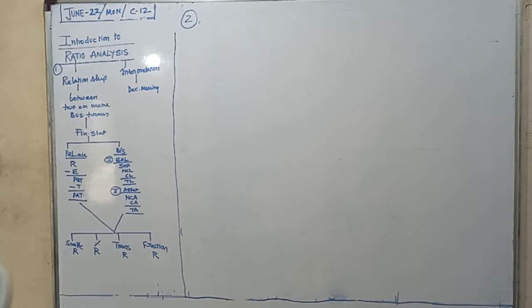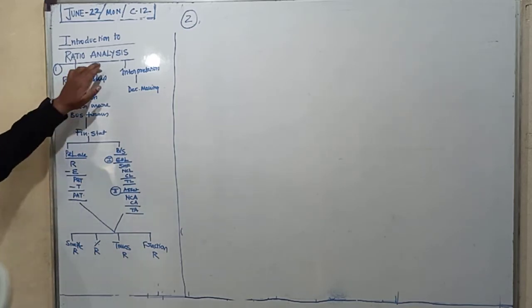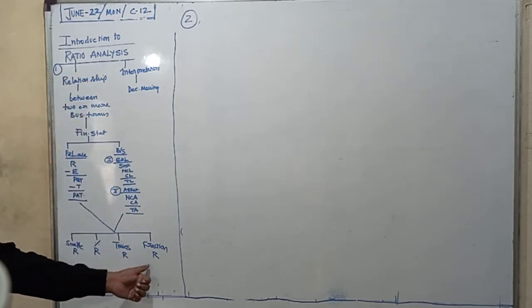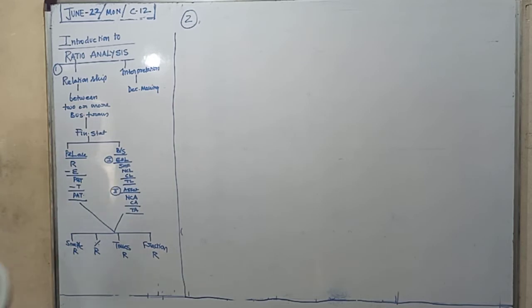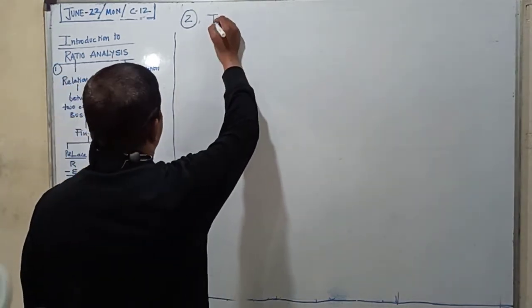Now, having understood what is ratio and what is analysis, the ratio is a relationship, and we analyze it in terms of this so that interpretation becomes easy. Next, we go for the types of ratios.